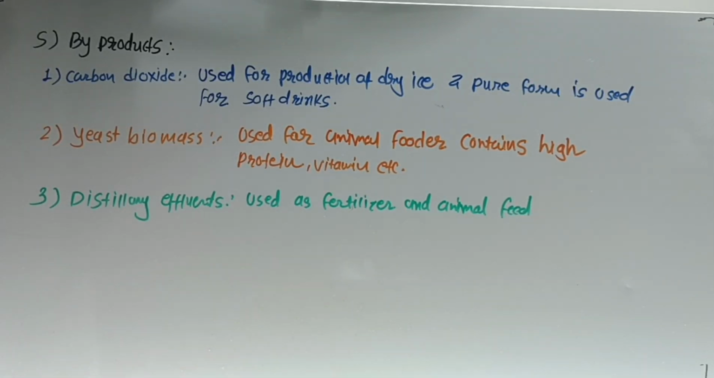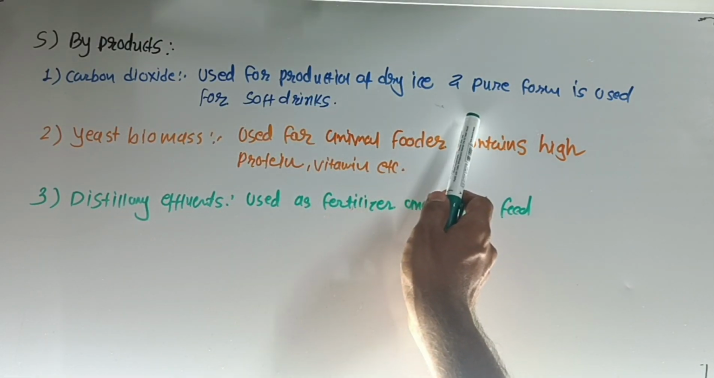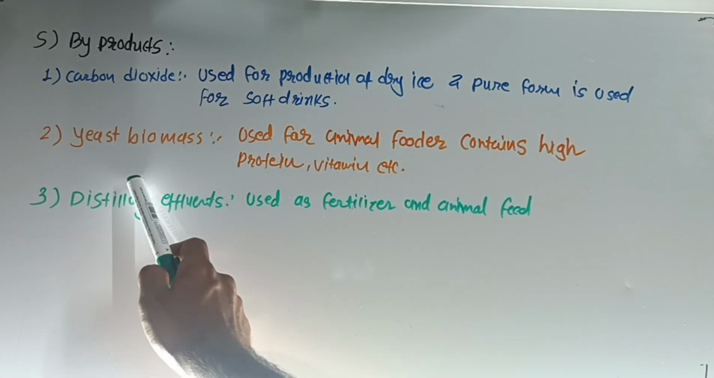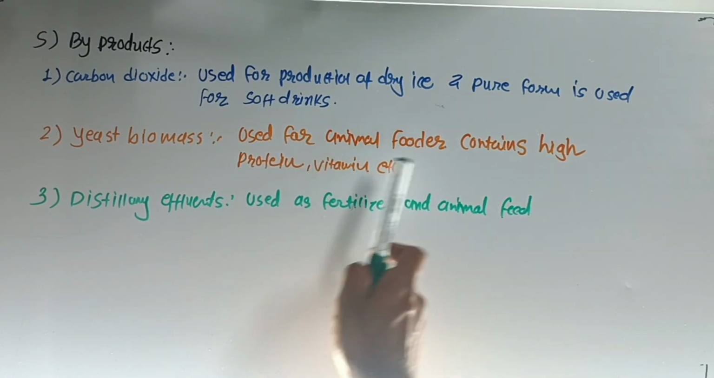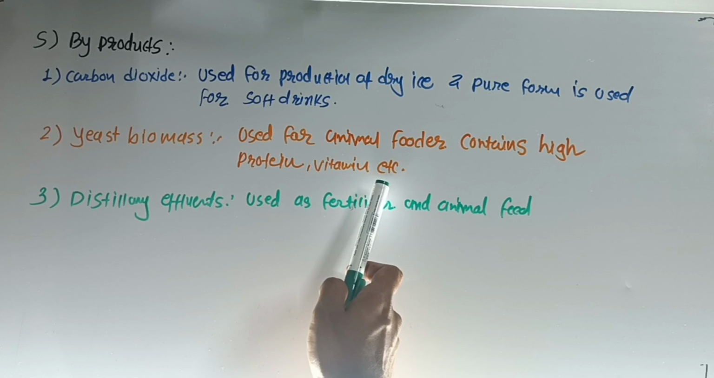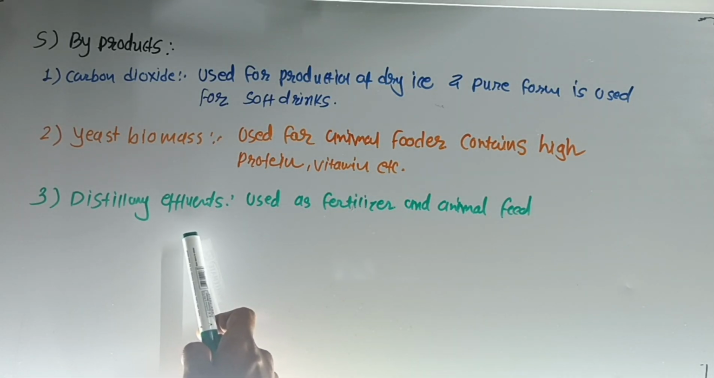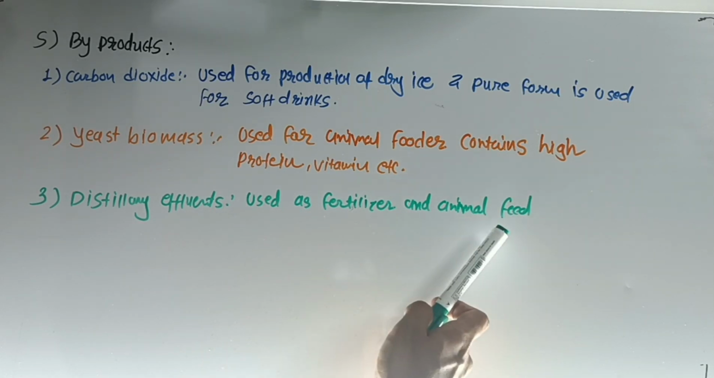Then next, byproducts. After completion of the procedure, three main byproducts are formed. The first one is carbon dioxide, used for the production of dry ice, and in its pure form it is used for soft drinks. Then yeast biomass, used for animal fodder, containing high protein, vitamins and additional nutritional value. Then third, distilled effluents, which are used for fertilizer and animal feed.